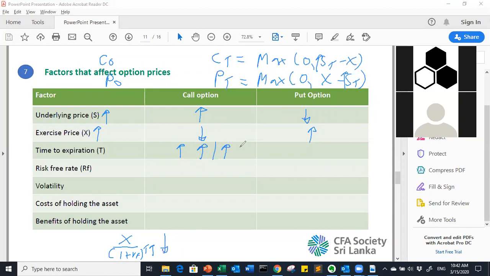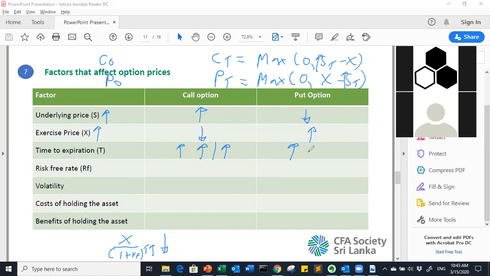When it comes to the put option, the first one, having more time to exercise it is a good thing for you. As it gives you the right to sell, there's a higher chance that the stock price might fall, and therefore you might get the chance to exercise the option. So this first condition is also going to be a positive.